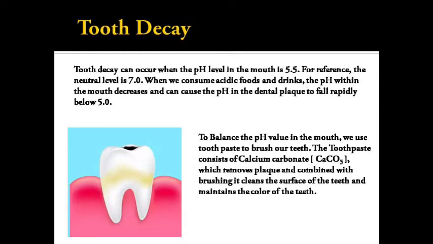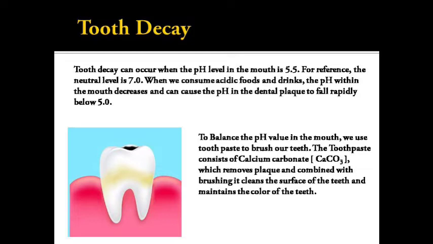Moving on to the next application of pH in our daily life, that is tooth decay. Tooth decay can occur when the pH value in the mouth is 5.5. Normally, for reference, the neutral level is 7. So when we consume acidic foods or drinks, the pH within the mouth decreases. And this decrease in pH value causes dental plaque to fall rapidly below 5.